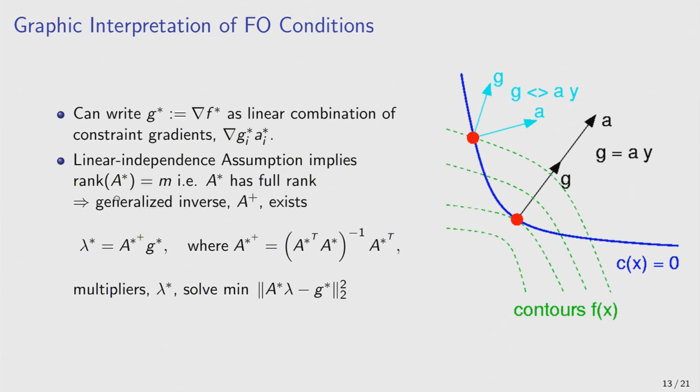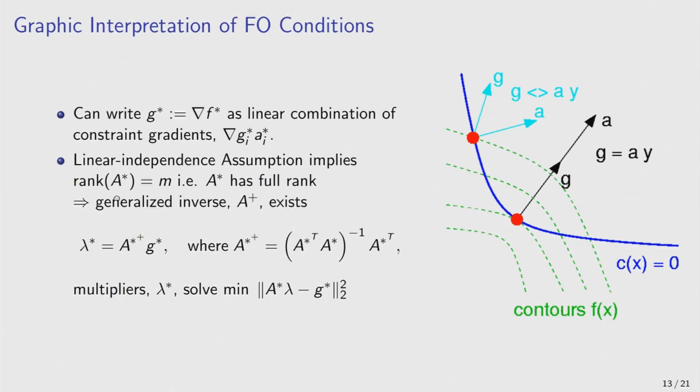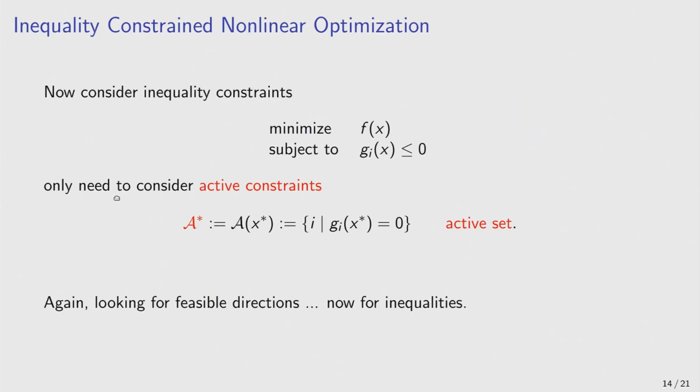And this linear independence constraint qualification then implies that the rank of this matrix has to be full rank, and so the rank is M, and then I can actually form what's known as the generalized inverse. So that's this matrix here, and I can solve the system of equations by multiplying my gradient by the generalized inverse. So lambda star is also a solution to this problem here. I'll just move on from this.